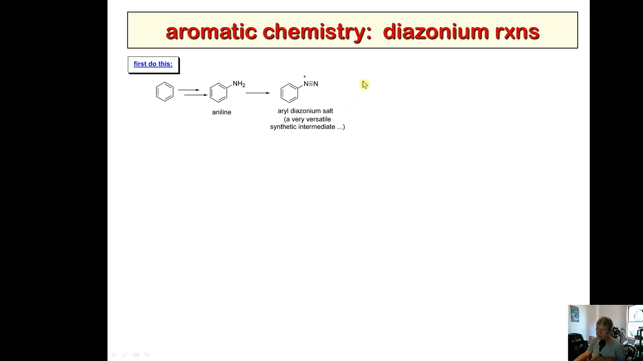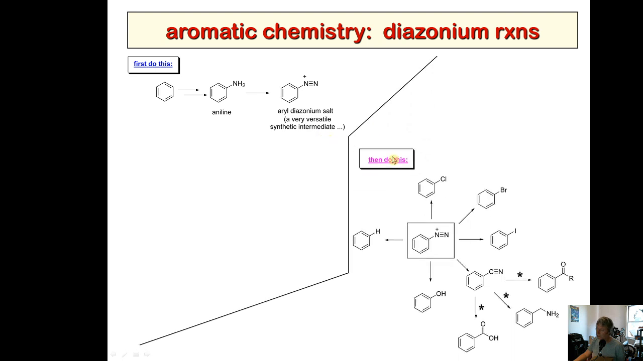Diazonium stuff. This is another little world of aromatic chemistry. So benzene to the amine, and then we can turn it into a diazonium species, an aryl diazonium salt. It's a very versatile synthetic intermediate, as you know. And then we have a ton of things we can do. We can convert it to chloride, bromide, iodide. So this is copper chloride, copper bromide. The iodide is actually the weird one. It's HI, not a copper. We can do copper cyanide to make the nitrile, and then there's all the fun things we can do with nitriles. We can make ketones, amines, and carboxylic acids.